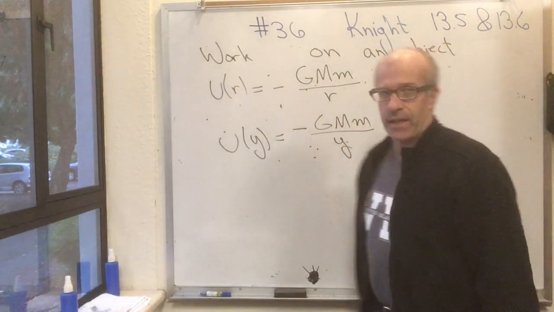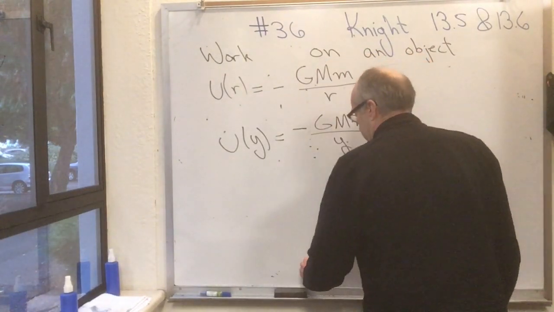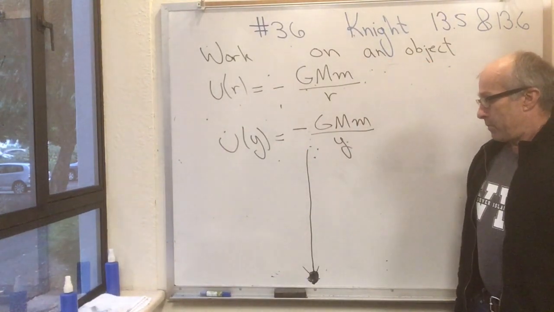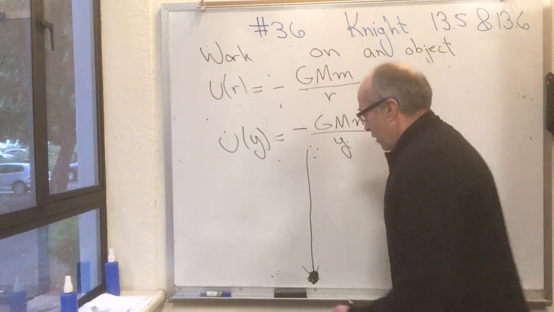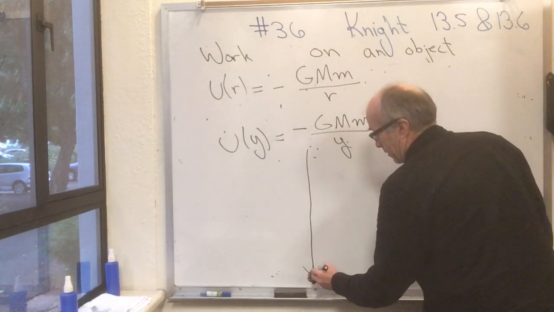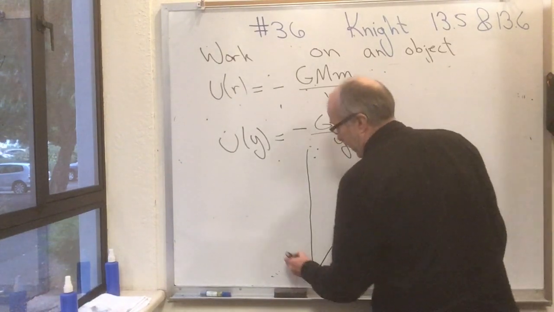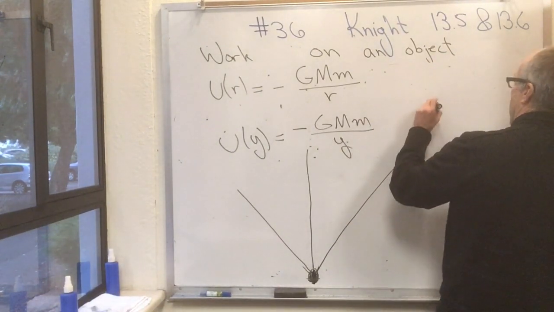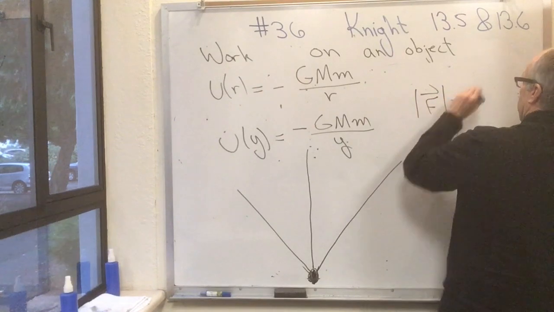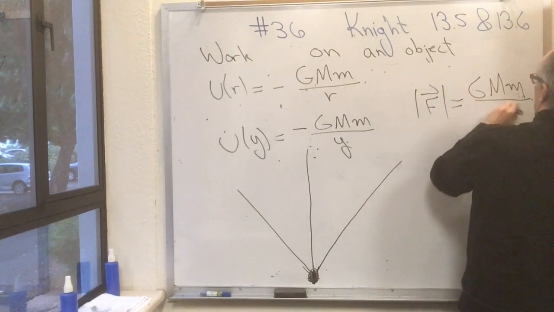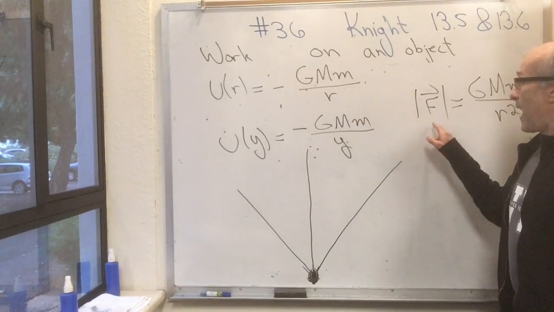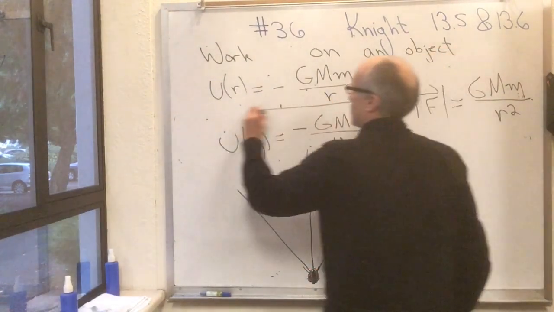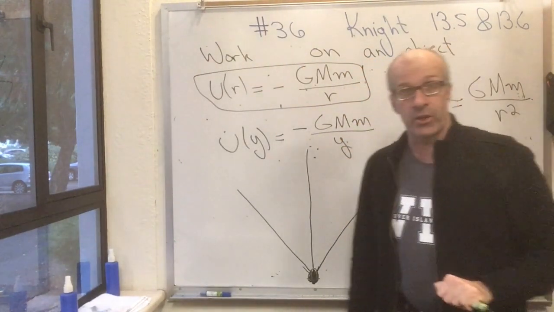Why do we seem to have something slightly different? Well, I only paid attention to what happens if I call this the y direction and I go along in that direction. But Knight, of course, points out that no matter what direction I go from this mass here, I could go off this way, or I could go off that way, the force goes as GMm over r squared. And I just happened to choose the y-axis as the direction I was going. So this formula that Knight has takes care of the fact that you might want to go any direction.